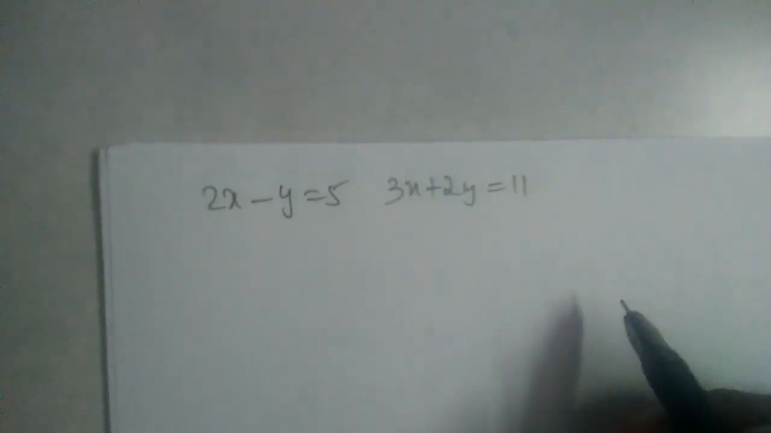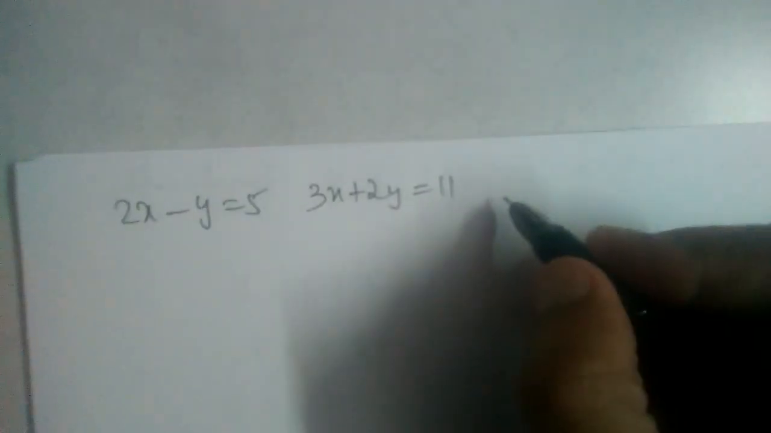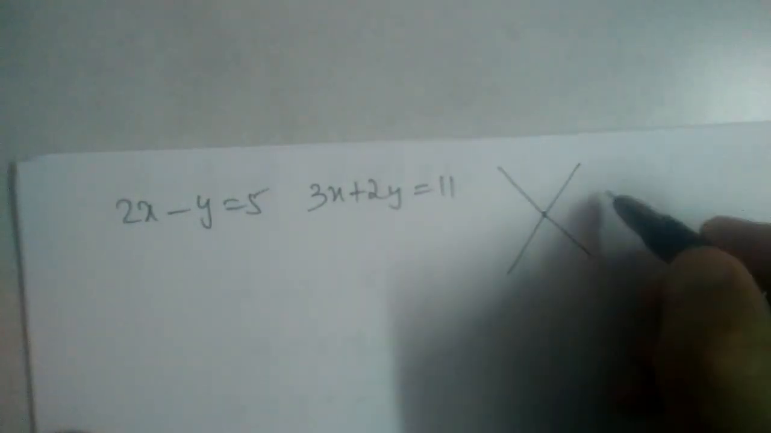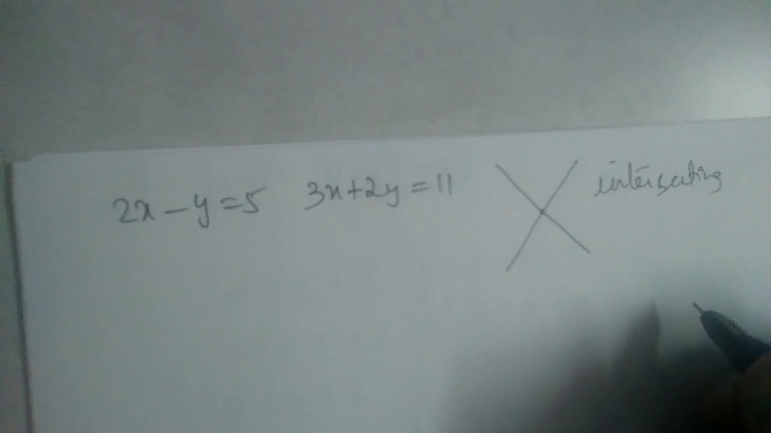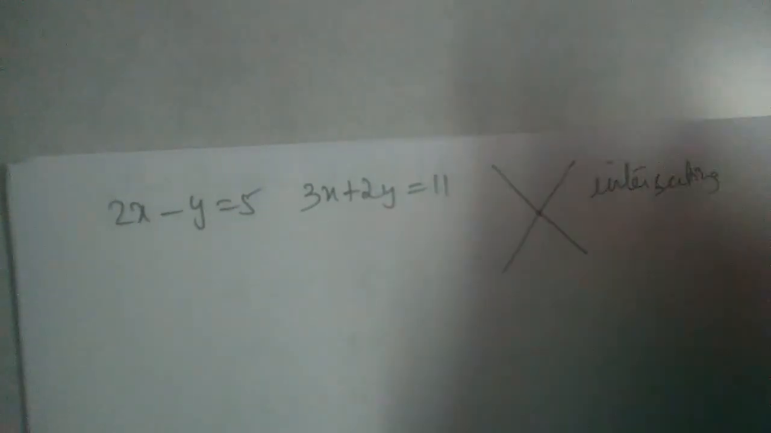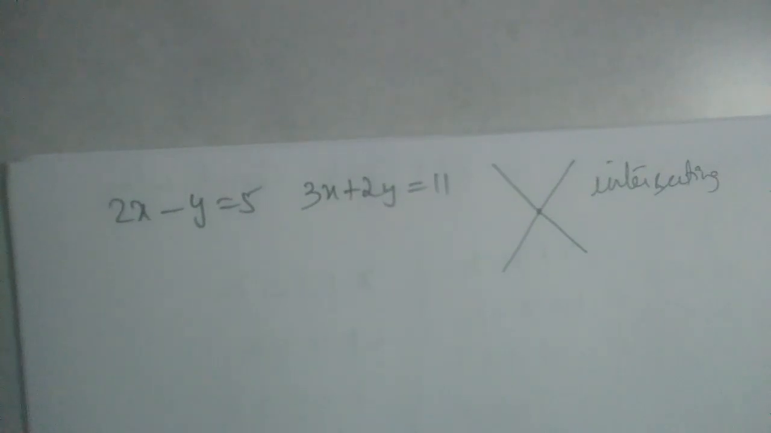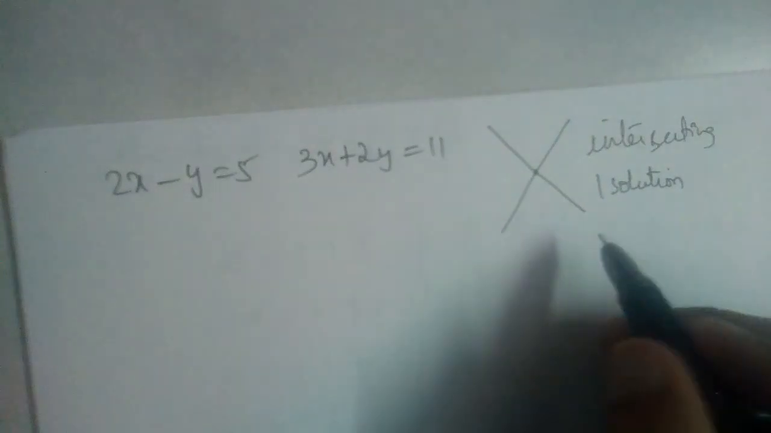So we have solved 3 questions in this graphically. First one was 2x minus y is equal to 5, 3x plus 2y is equal to 1. And we got intersecting lines. What was the solution of this? Let me just check. I think it was 3 comma 1. One solution, intersecting lines, and these two straight lines will have one solution, and the solution was 3 comma 1.